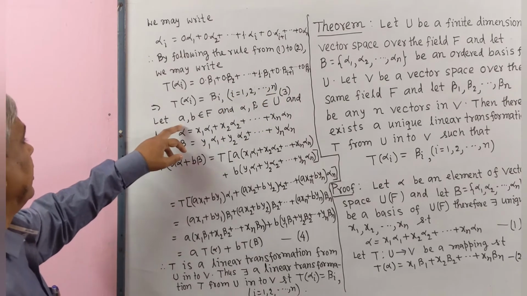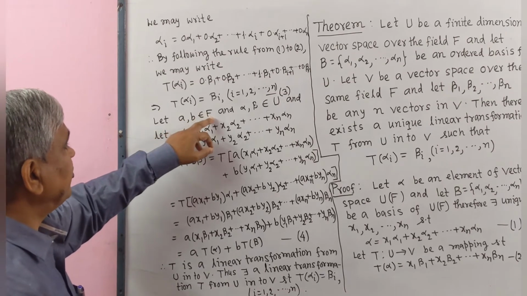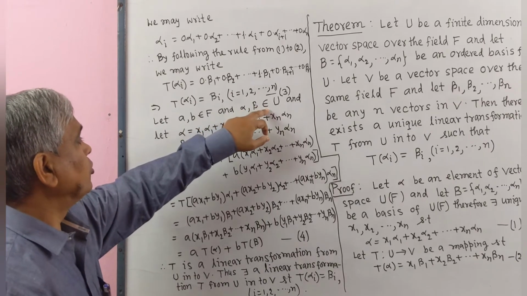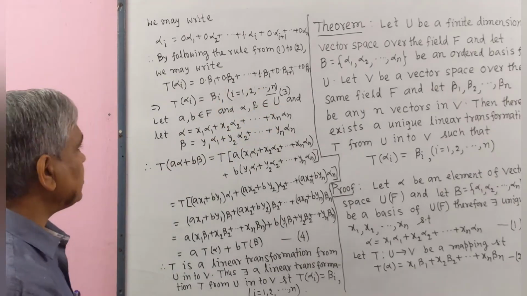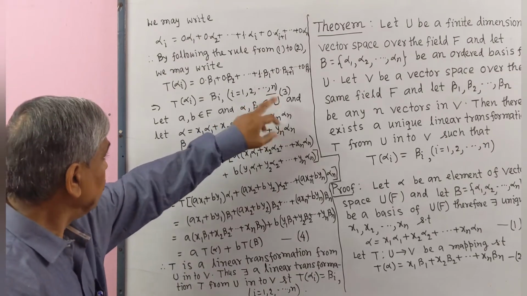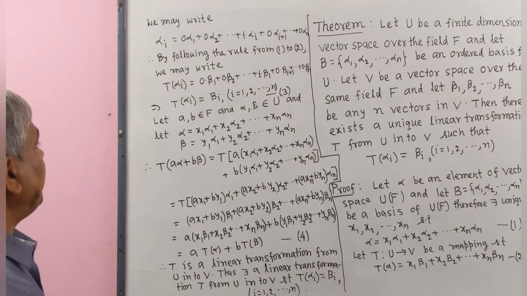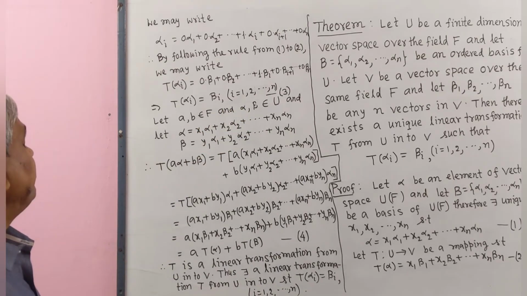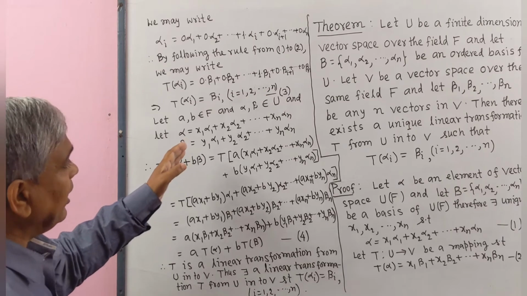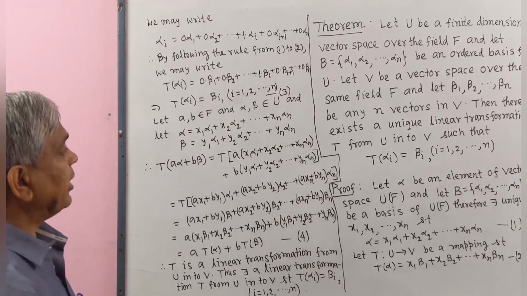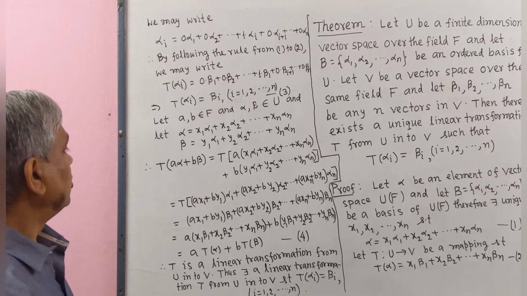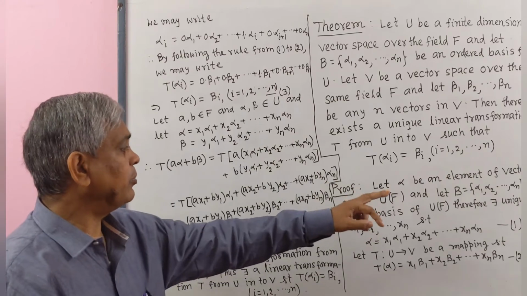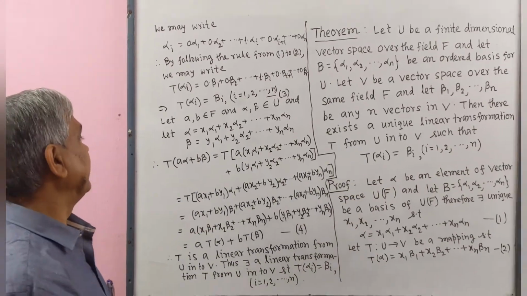Let a, b belong to field F and alpha, beta belong to vector space U. Since alpha, beta belong to U, therefore alpha and beta can be represented as linear combinations of elements of the basis of vector space U. The elements of the basis be alpha 1, alpha 2, ..., alpha n.